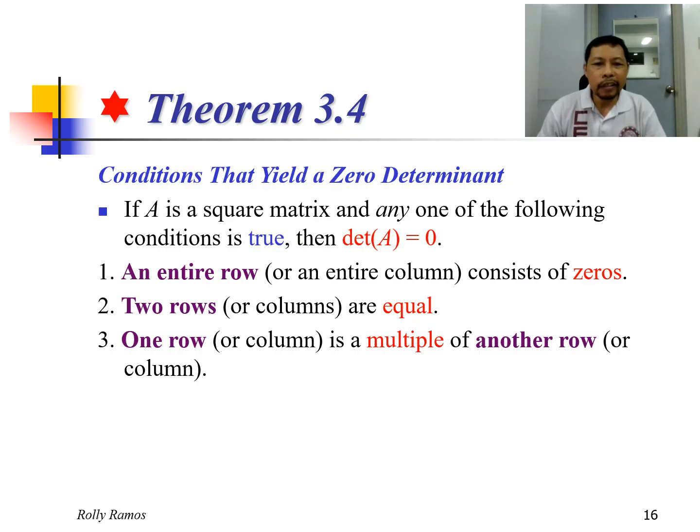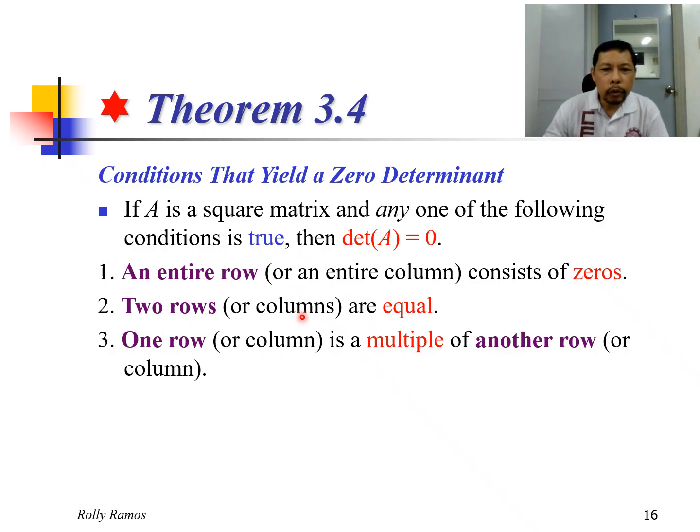Okay, conditions that yield a zero determinant. If A is a square matrix and any one of the following conditions is true, then the determinant of the matrix is 0. If any of these three statements are true, then the value of the determinant of the matrix is 0. Number 1, an entire row or an entire column consists of zeros. If there is a row or a column which consists entirely of zeros, it follows that the determinant of that matrix is also 0.